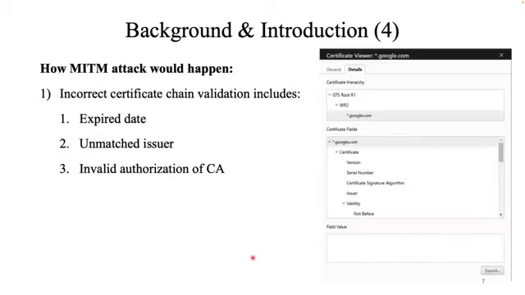And the reason why this can happen is because it often utilizes incorrect certificate chain validation. This can include expired certificates, unmatched issuer, or invalid certificate authorities. Yeah, so as you can see, these are the fields in a certificate.